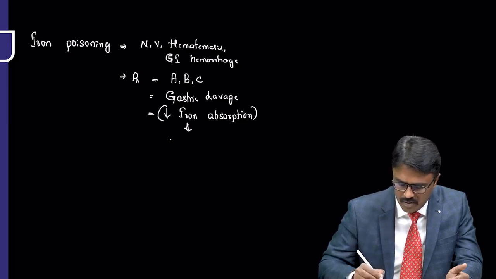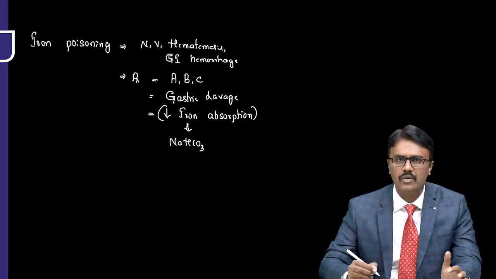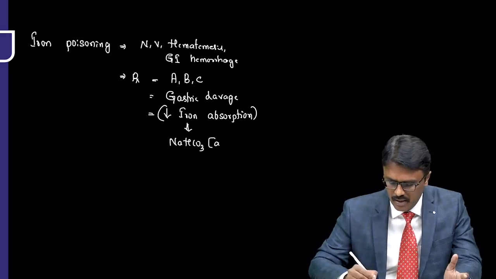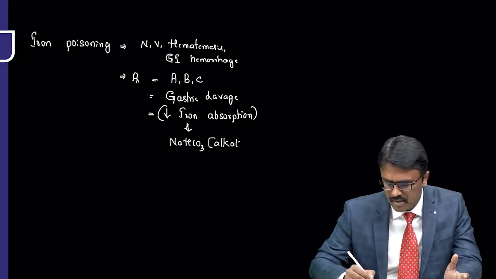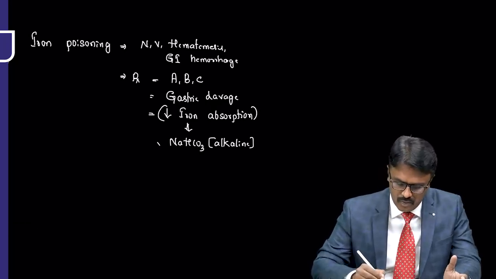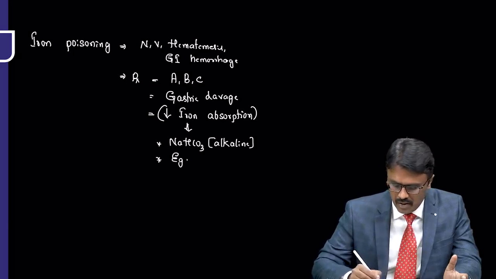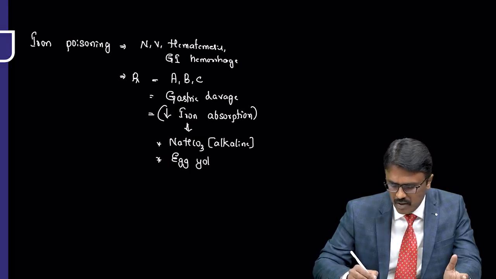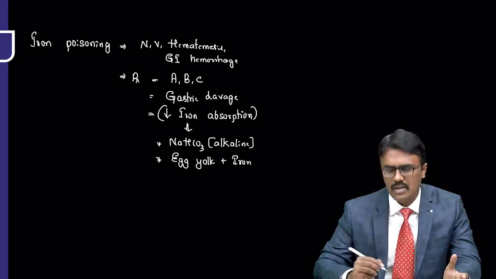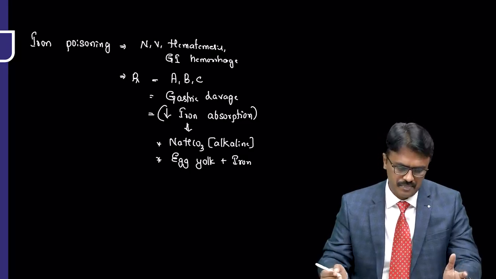Number one, by using sodium bicarbonate. Why do we use sodium bicarbonate? You know that it is going to create an alkaline environment and that will not allow iron to get absorbed. That is one strategy. And also by administering egg yolk. Egg yolk will form a complex with iron and that will also not allow it to get absorbed. There is no role of activated charcoal here, don't use it.